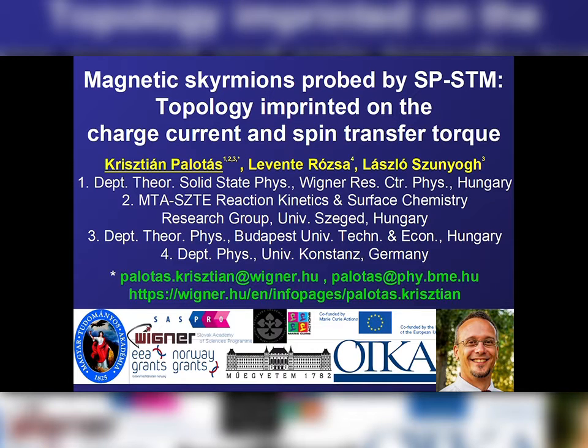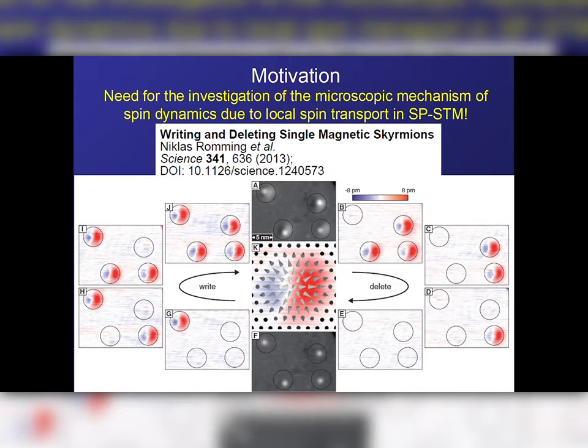I'm Krisztian Palotas, a senior researcher from Hungary, and I will talk about magnetic skyrmions probed by spin-polarized STM. Our work was motivated by experiments from Wigner's group, where they showed that it's possible to create and delete magnetic skyrmions individually by current pulses applied on the tip of the scanning tunneling microscope, and we would like to understand its microscopic mechanism, how this works with the spin dynamics and spin transfer.